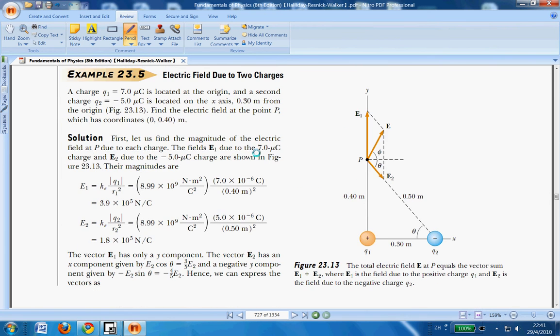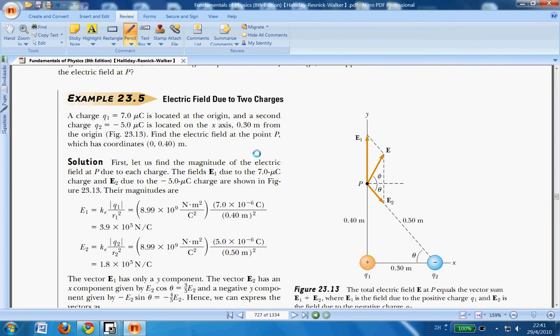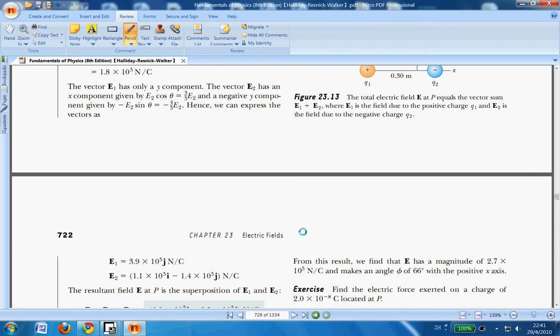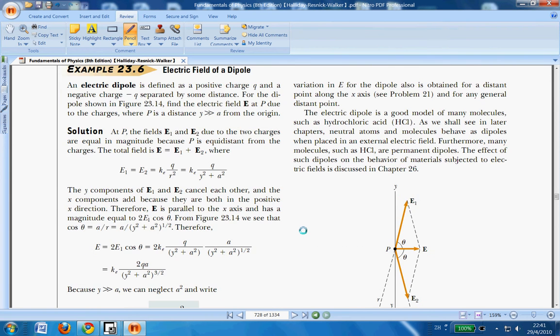Now you can see this example by yourself. You just press the pause button and you can see this example. Also this.